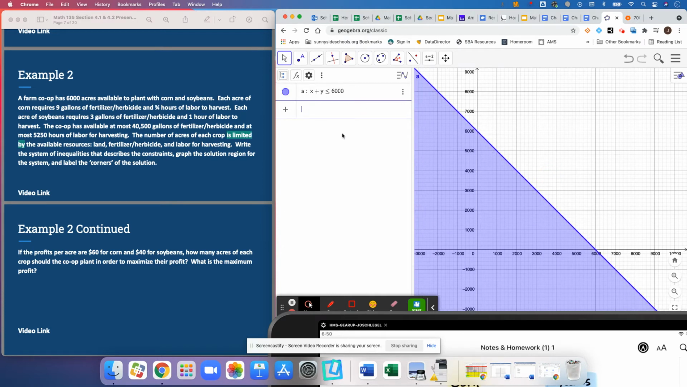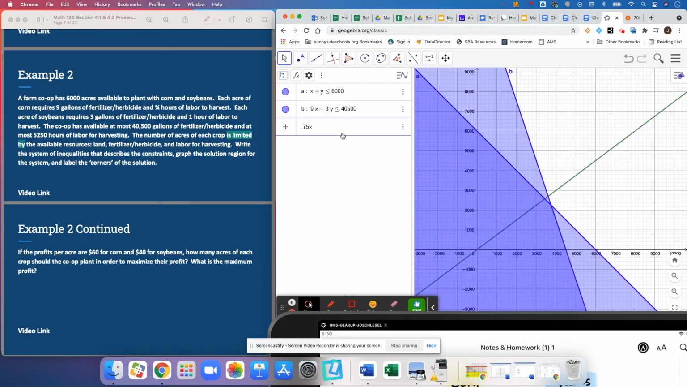My other two equations, everyone, are 9x + 3y ≤ 40,500. My final one is 0.75x + 1y ≤ 5,250.